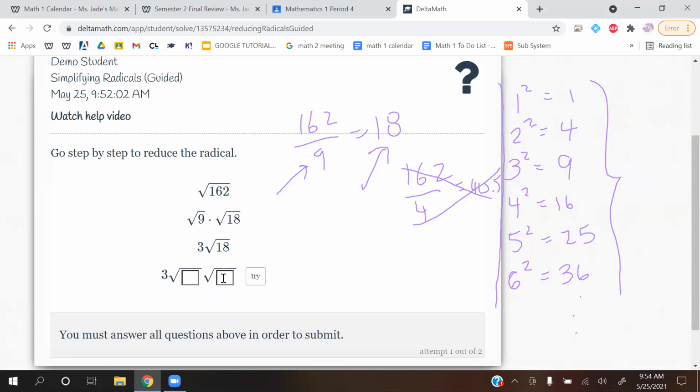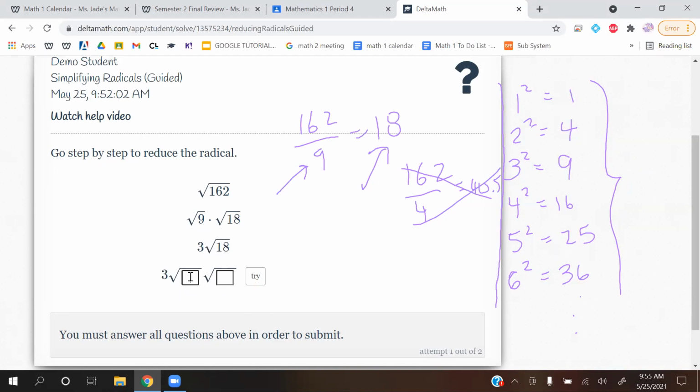And then notice we have 2 more radicals, which means we're going to have to do something with the square root of 18. And what do we do with it? We're going to think which perfect squares fit into 18. Is it 1? Is it 4? Is it 9? Is it 16? Is it 25? Is it 36? Which of these can be multiplied by something to give you 18?